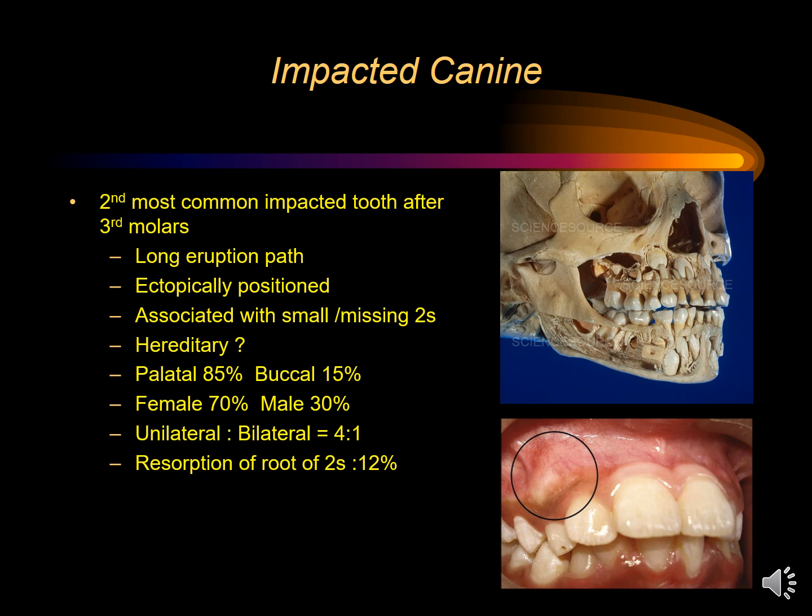The bulk of the unerupted canines are palatally placed, about 85%, whereas 15% are buccally placed. The preponderance is higher in females compared to males, and most of them are unilateral compared to bilateral. In about 12% of the cases, resorption of the root of the lateral incisor occurs.